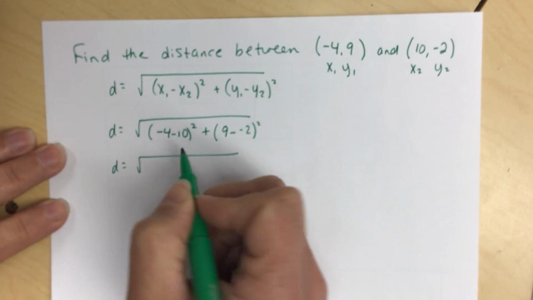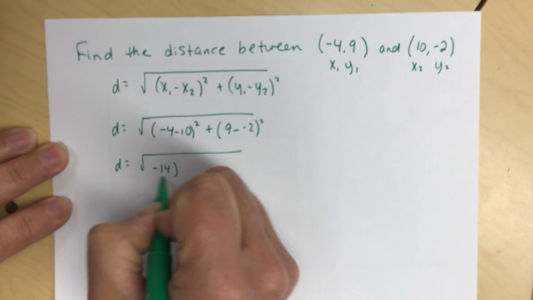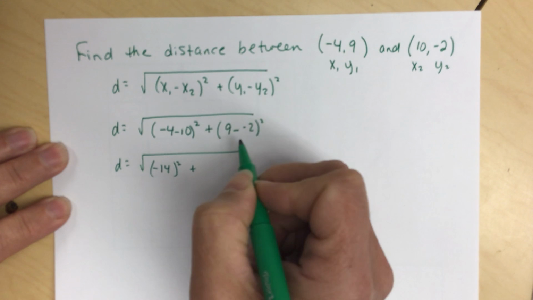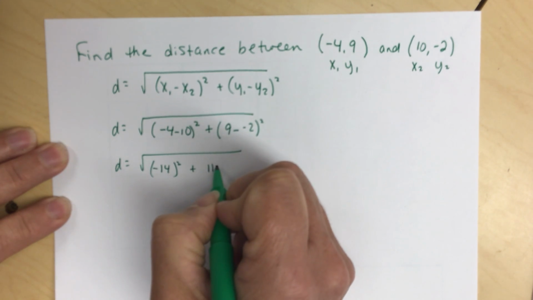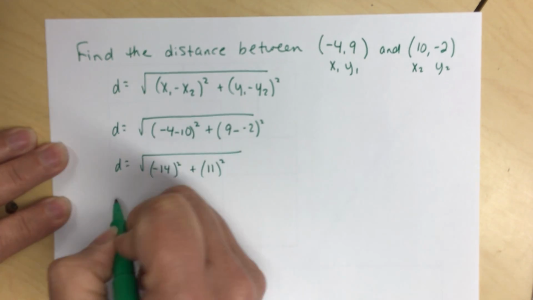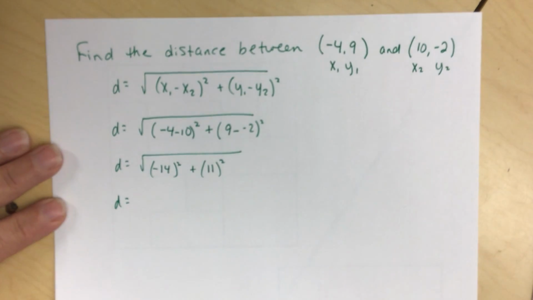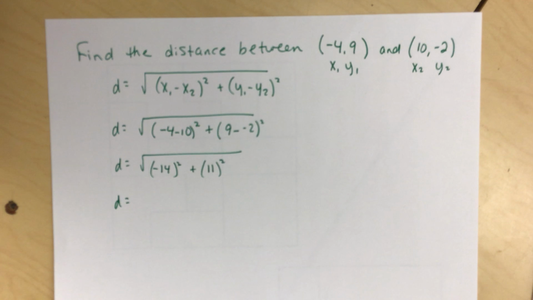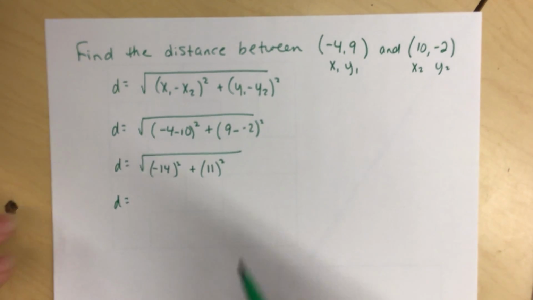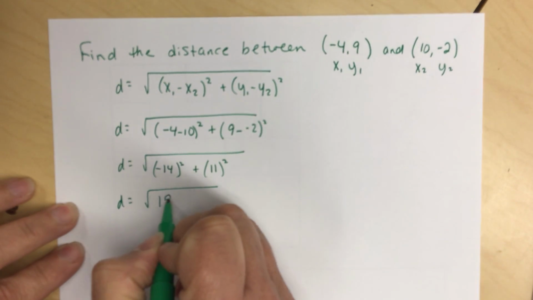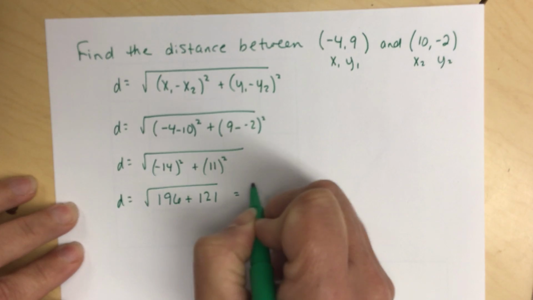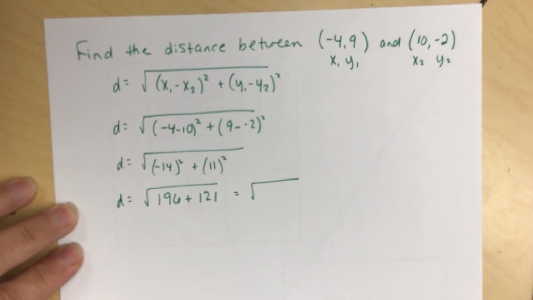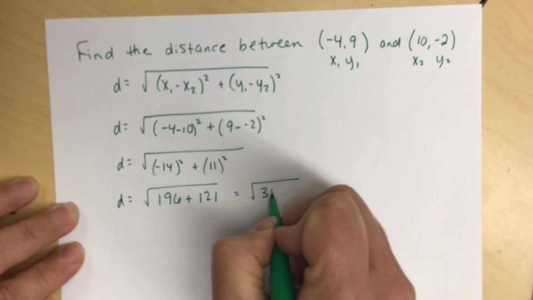So -4 minus 10 is -14 squared. 9 minus a -2 is 9 plus 2, so that's 11 squared. And then 14 squared, gotta grab my calculator, I think I know it, 196. And then 11 squared is 121. So you add that together and you get 317.